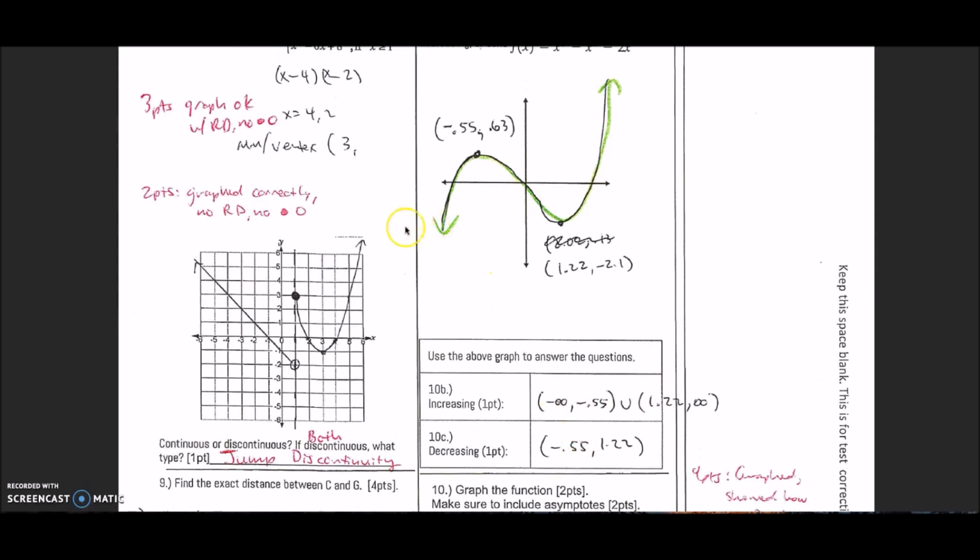So where it's increasing is from left to right. Increasing and decreasing only focus on the domain. So -infinity to -0.55, you're only looking at the x value. And then it's also increasing from 1.22 towards the arrow, which is positive infinity. It's only decreasing from here to here. Again, you're only focusing on your x value, so -0.55 to 1.22. And again, you're not including those endpoints because it's not increasing nor decreasing at those points.